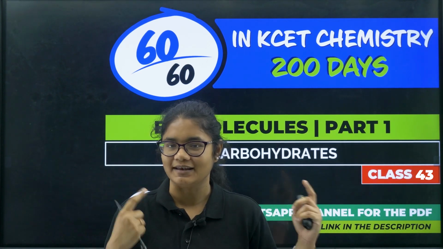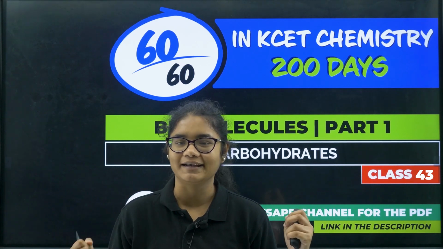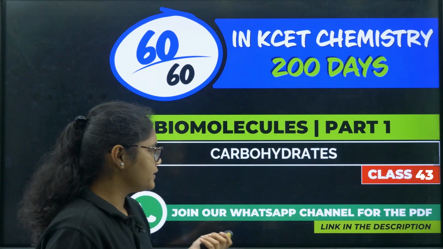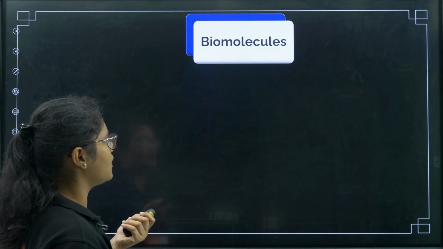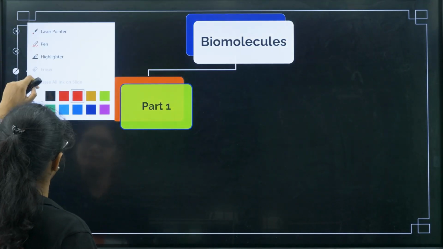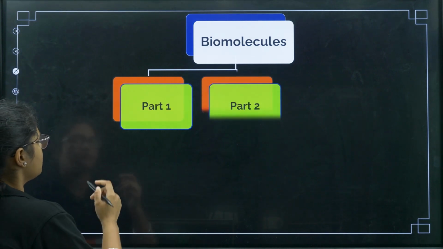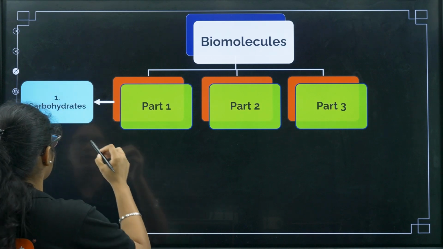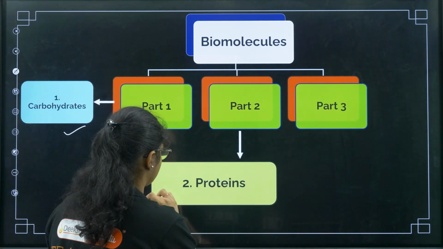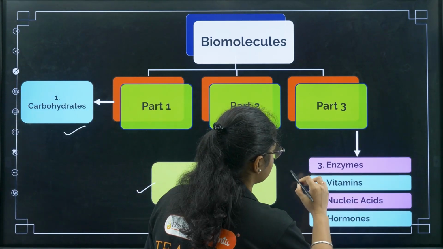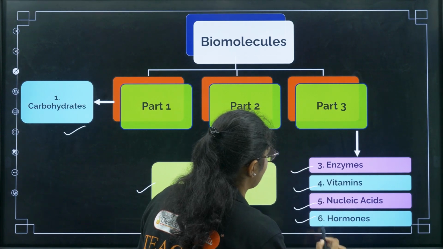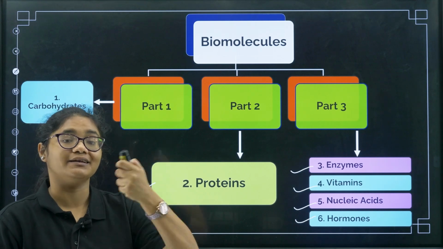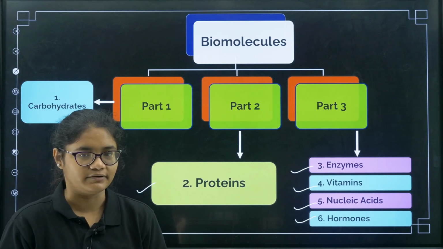And please remember, this is the last chapter, so we should be fully motivated that after this chapter the chemistry PU2 syllabus is done. Now coming to the chapter division, this chapter will be covered in 3 parts. The first part will be carbohydrates, in the second part we will be doing proteins, and in the third part we will be doing enzymes, vitamins, nucleic acids and hormones. Today's video we are going to cover the most important, most lengthy topic of this chapter, that is carbohydrates.